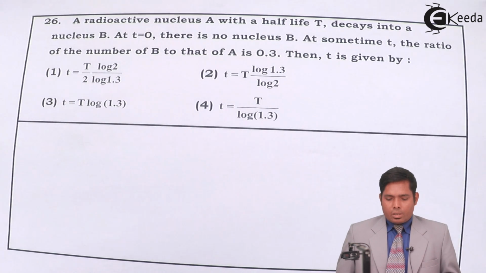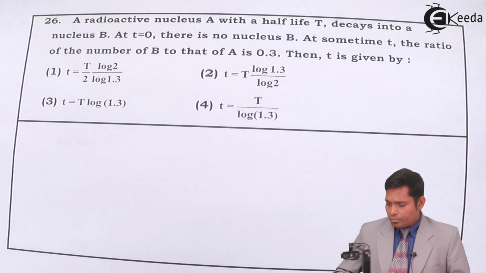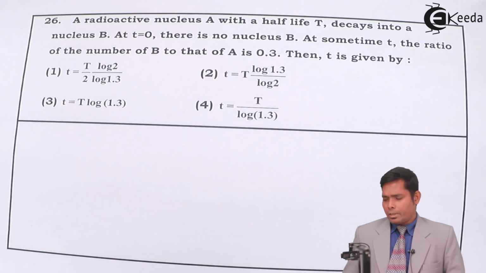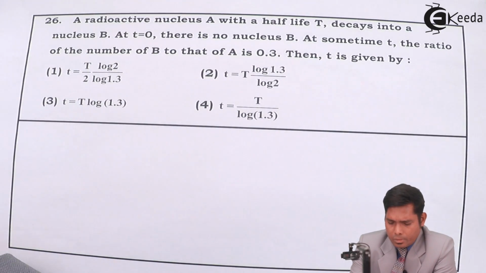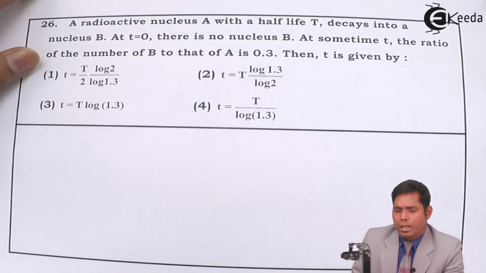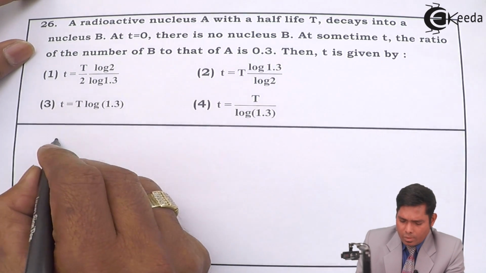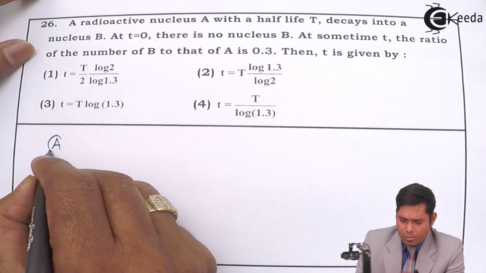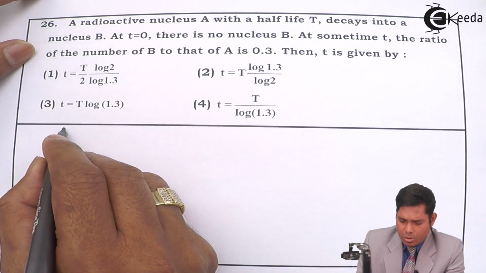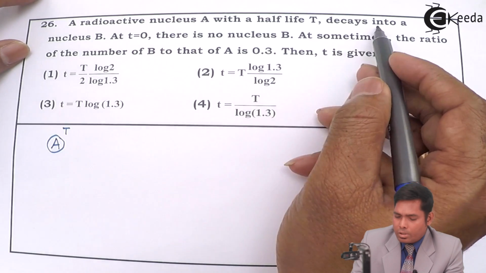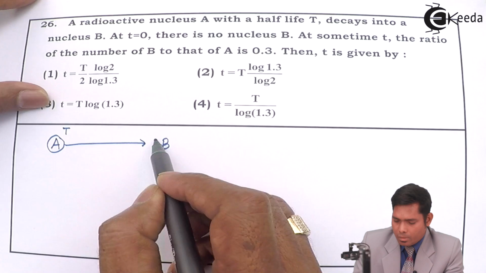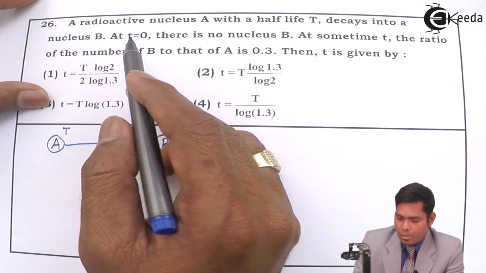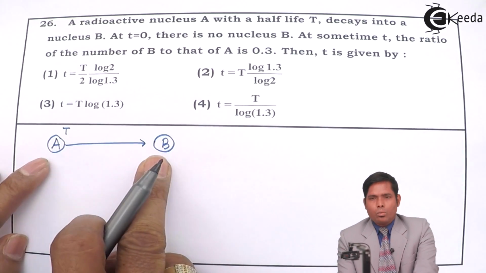The next question is about radioactivity decay. It is about the decay law: a radioactive substance or nucleus A with a half-life T decays into a nucleus B. So A becomes B.